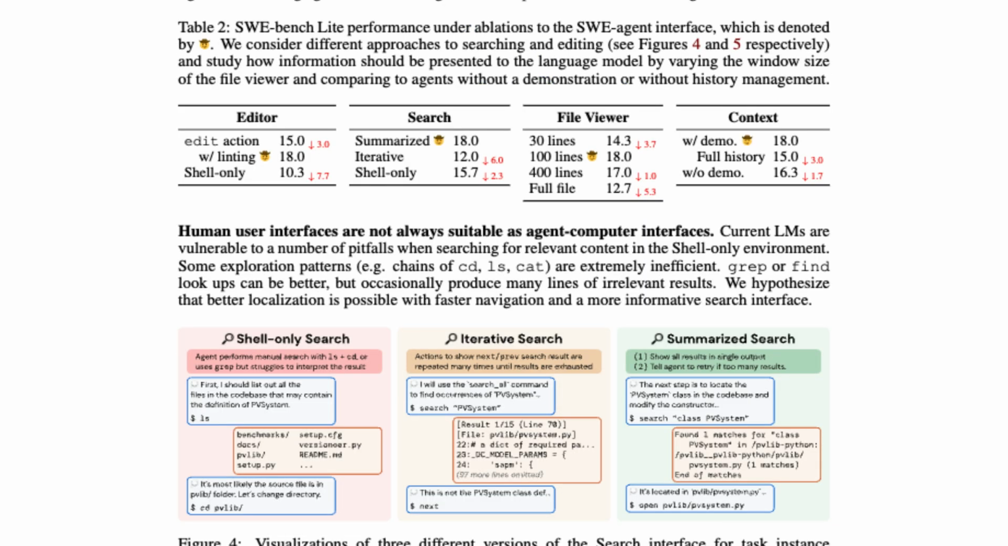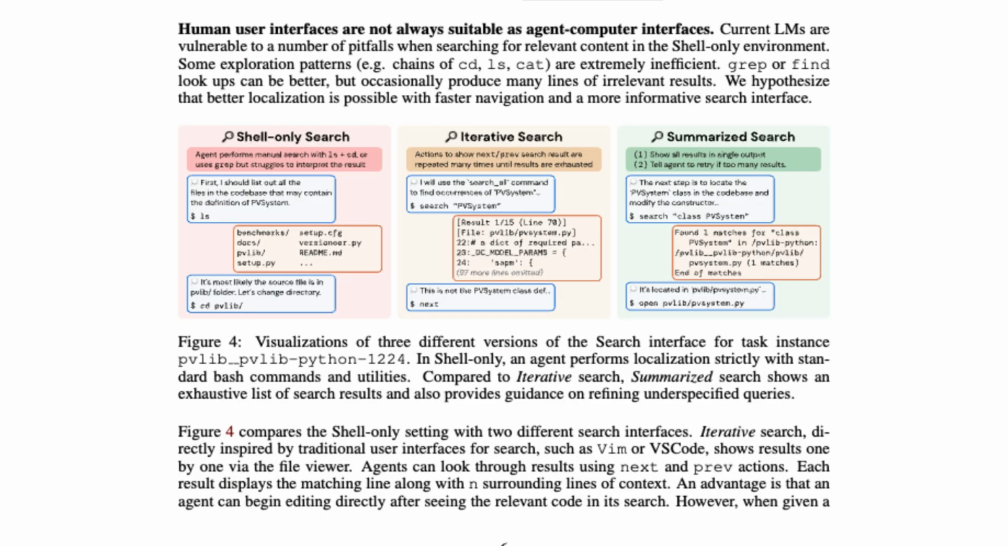Human user interfaces are not always suitable as agent-computer interfaces. Current LMs are vulnerable to a number of pitfalls when searching for relevant content in the shell-only environment. Some exploration patterns, e.g. chains of cd, ls, cat, are extremely inefficient. grep or find lookups can be better, but occasionally produce many lines of irrelevant results. We hypothesize that better localization is possible with faster navigation and a more informative search interface. Figure 4 compares the shell-only setting with two different search interfaces.